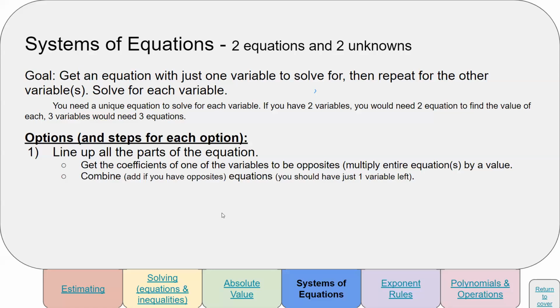And then you're going to combine, which I do by adding down because I have an opposite. You're going to get one of those letters to disappear. And you should have an equation or an inequality, but usually an equation, that's just going to have one variable, assuming we started with 2 equations and 2 unknowns, which is what we're going to do in this class. And then you get to solve for that one letter. Once you have that number, that letter, you're going to plug it into one of the original equations, and then you get the other variable.